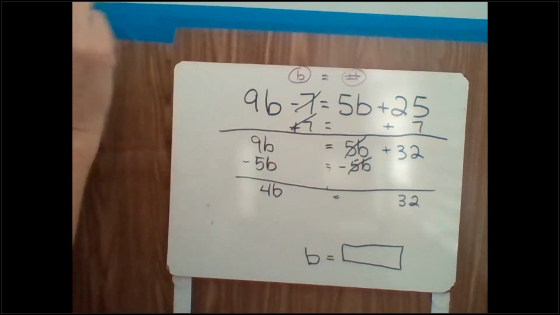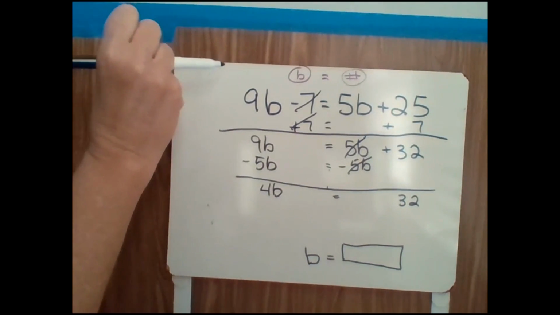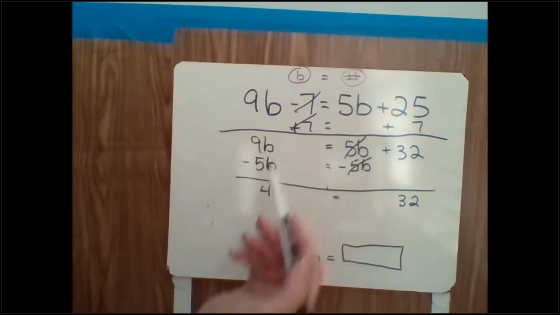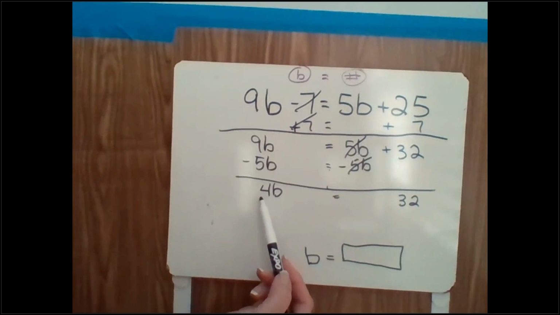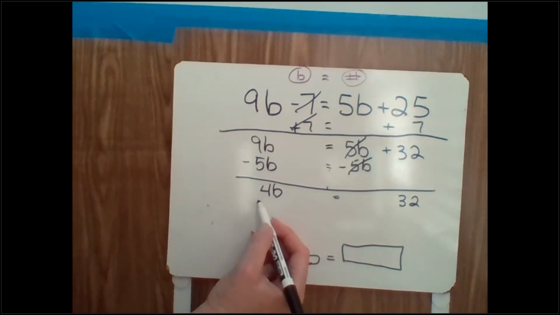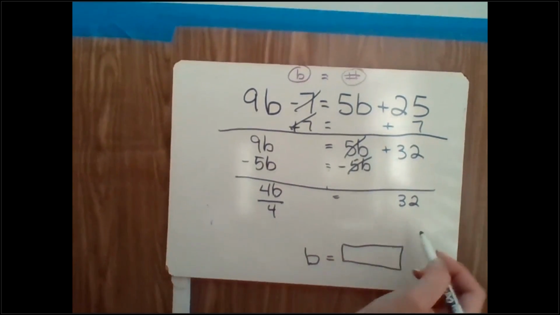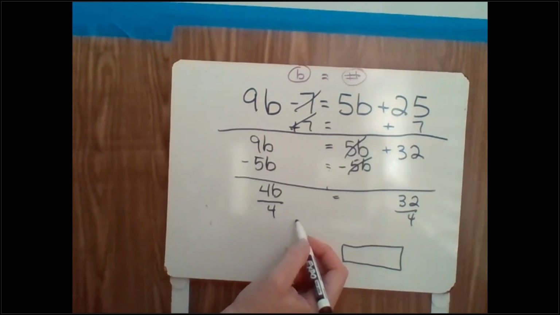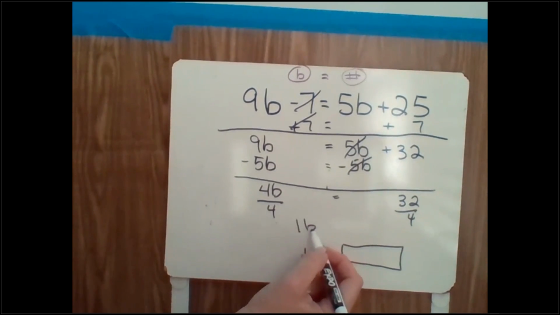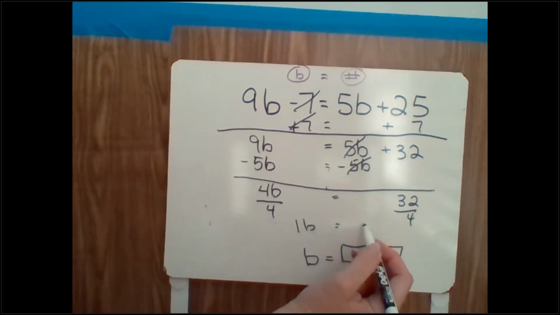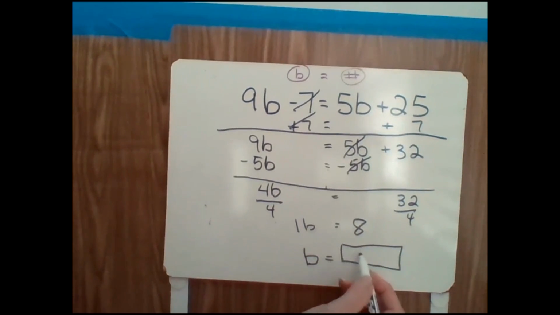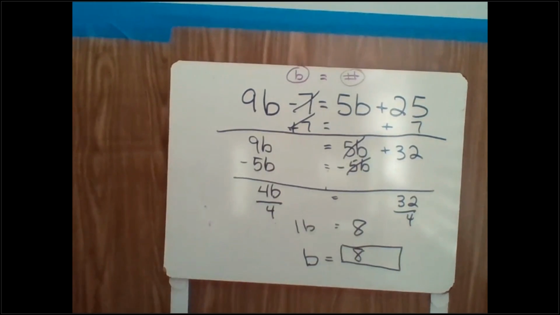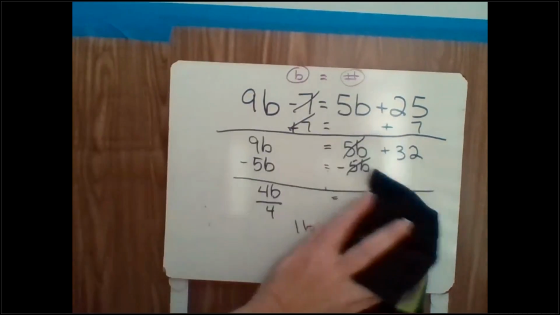I undo all of my addition and subtraction first. Now that I've gotten rid of all of that, I can deal with my multiplication. The opposite of 4 times b would be divided by 4. 4 divided by 4 is 1. I still have my b. Equals 32 divided by 4 is 8. b equals 8. You can see that got a little more challenging.